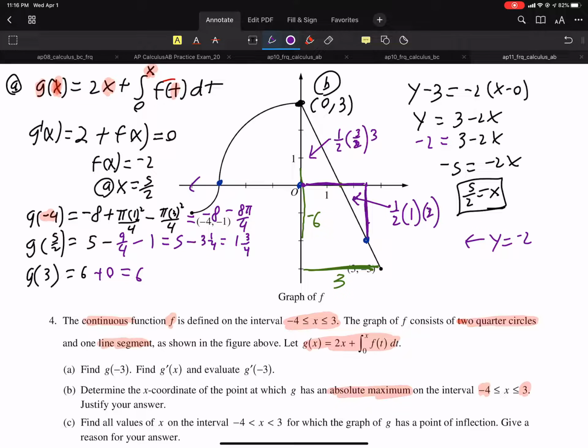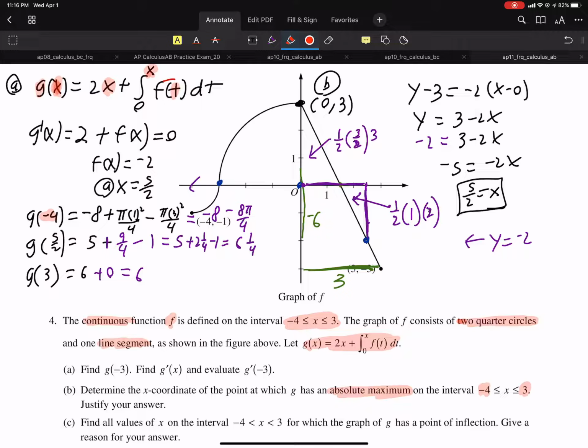Oh, poopers, scoopers, I just realized what happened. This is plus this area above minus the area below. That changes all of this. Okay, so it's 5 plus 2 1/4 minus 1. So 5 is 6 1/4. Okay, now I feel better.